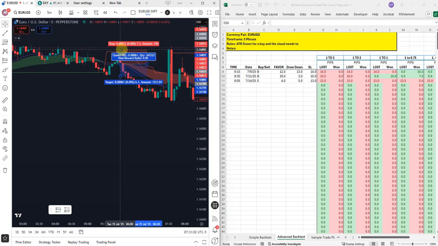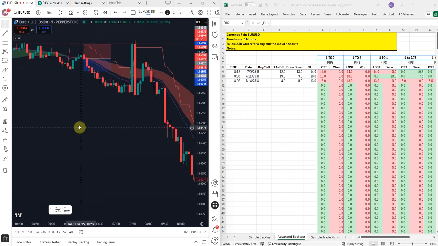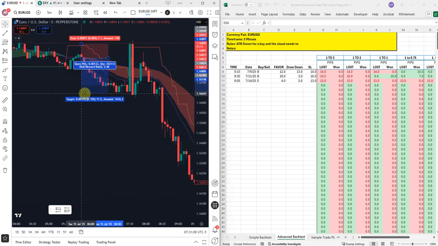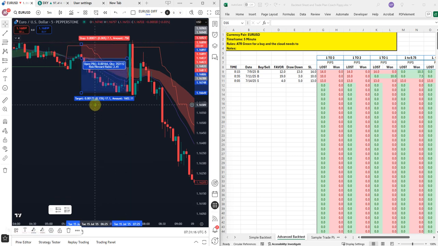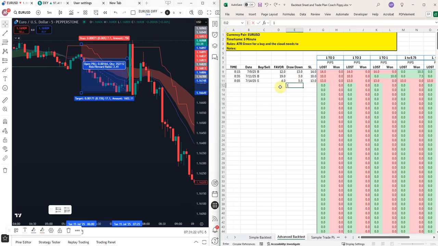And our stop loss is about 7. Our favor is going to be pretty good for such a small stop loss. It's going to be right here. So it went 17 in our favor and maybe 1 against us. All right, so drawdown of 1, favor of 17, stop loss of 7, and that was at 6 o'clock on the 15th, 6 a.m., and that was a sell.